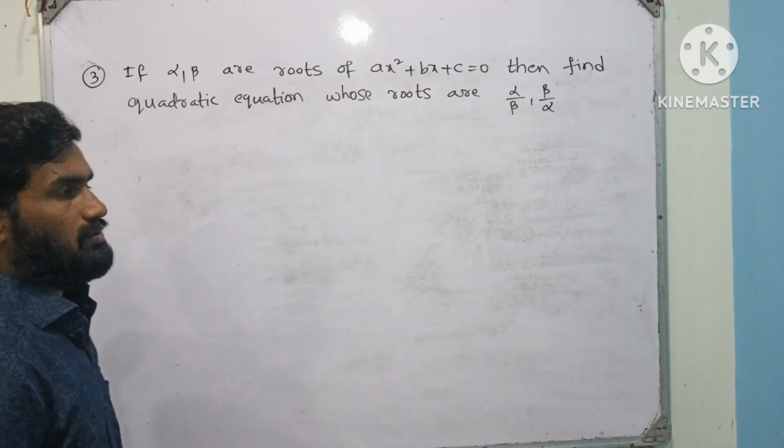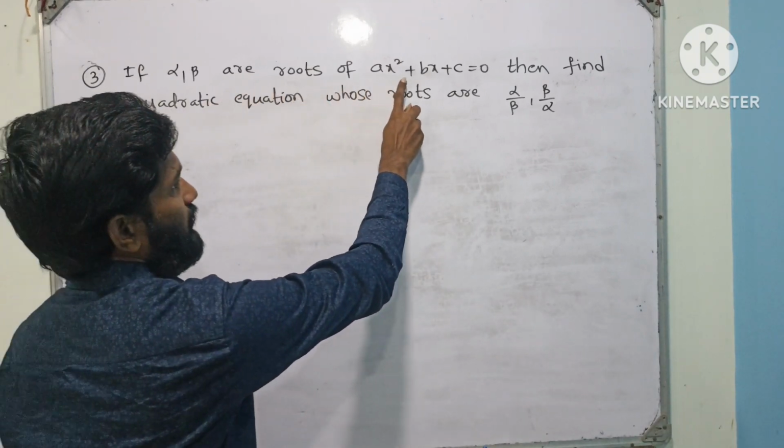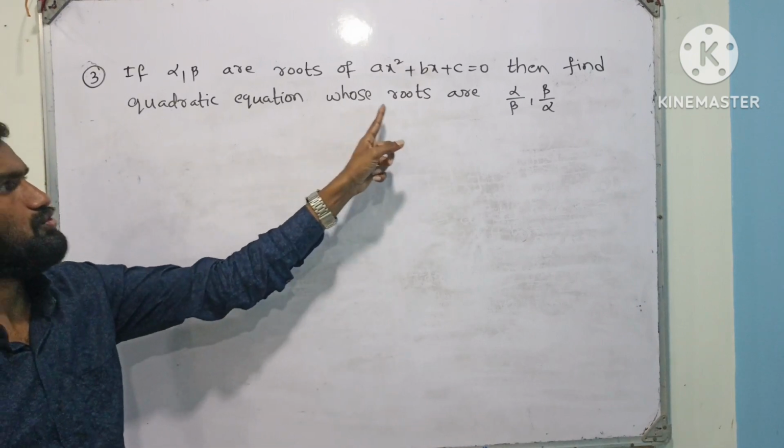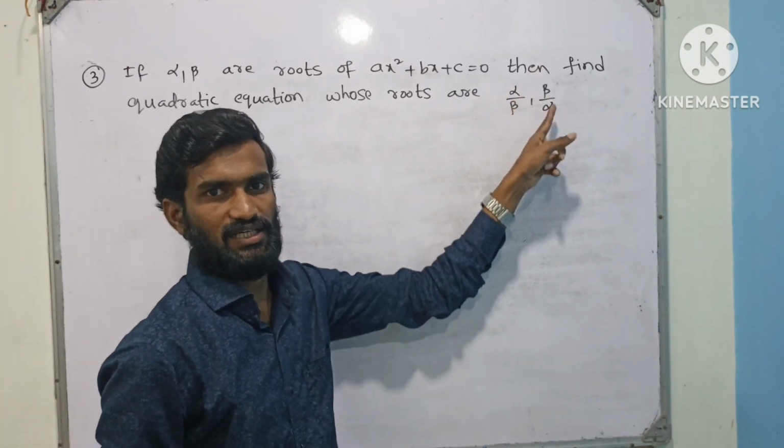Yes, this is the third problem. If alpha, beta are the roots of ax square plus bx plus c equal to 0, then find the quadratic equation whose roots are alpha by beta, beta by alpha.